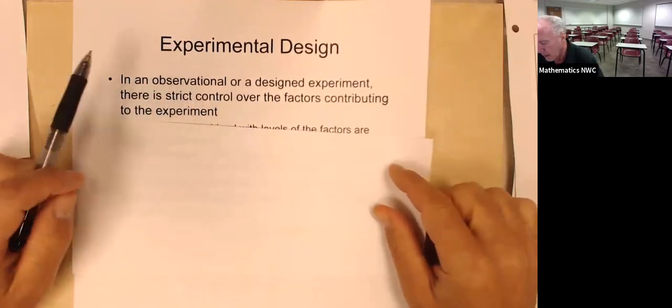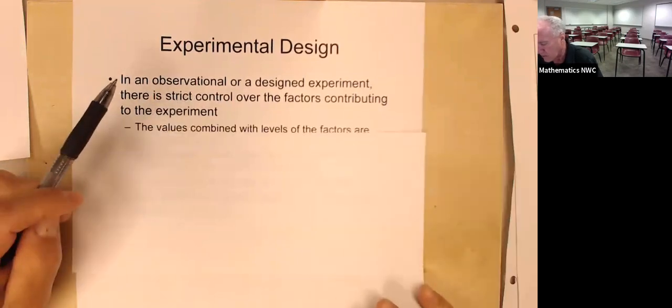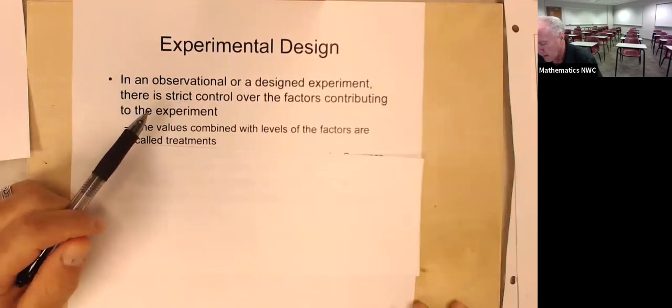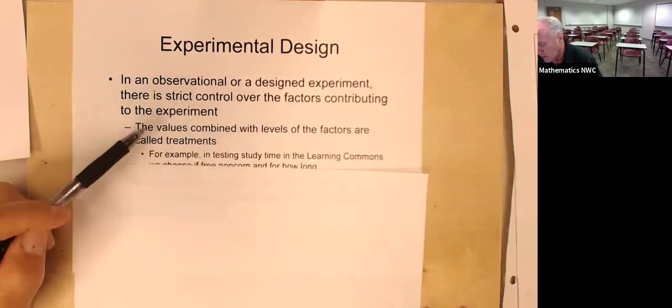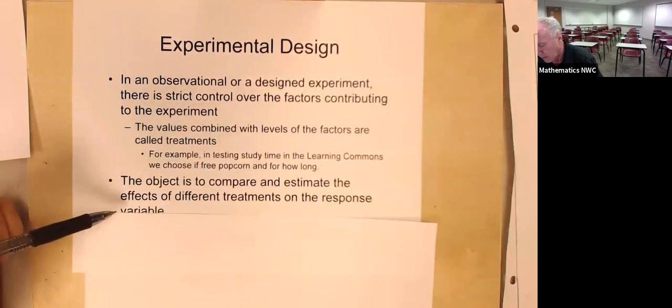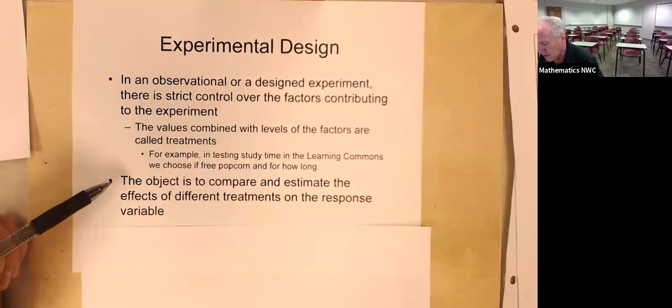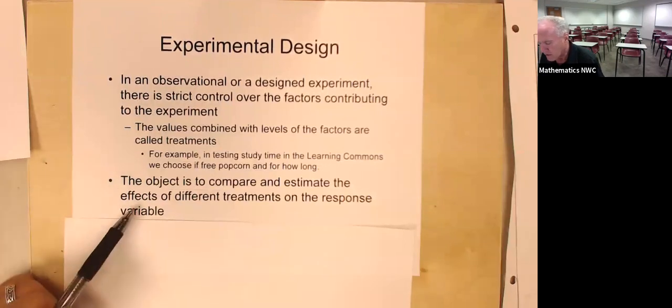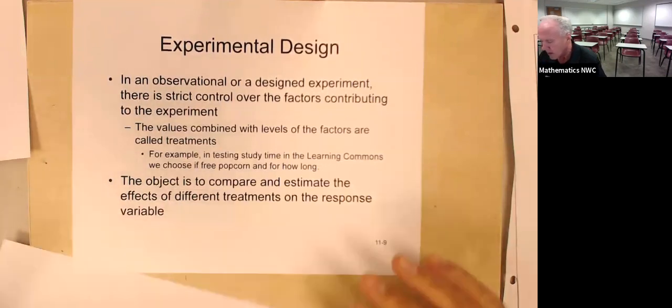In both types, there is strict control over the factors contributing to the experiment. The values combined with the levels are called the treatments, and we talked about that. The object is to compare and estimate the effects of these treatments. That's what a designed experiment is going to do.